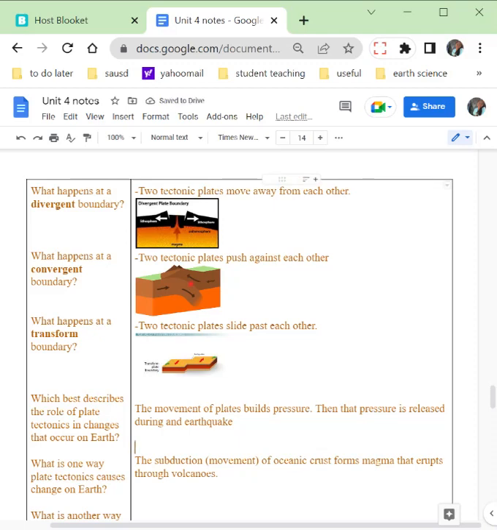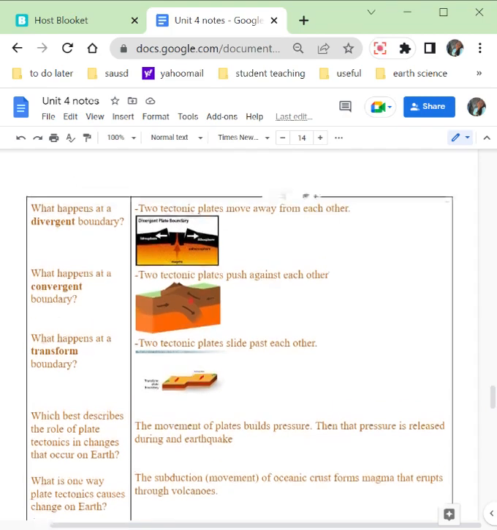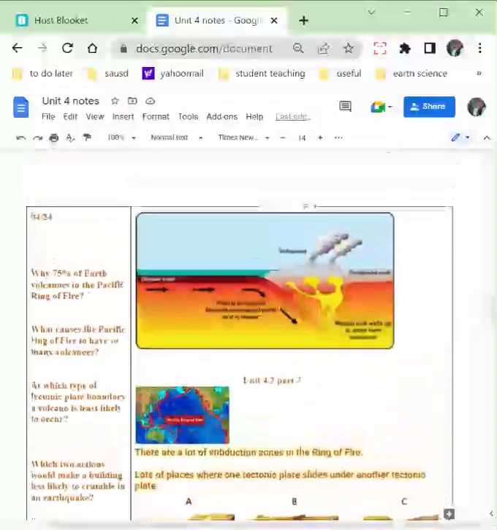And then same thing with earthquakes, movement of plates creates pressure. So some volcanoes, the movement, which is also called subduction, the movement during the oceanic crust. So these are the volcanoes that are deep underground in the ocean. The movement also makes the magma erupt. So I'll go back to the notes, but just to go back on this picture here.